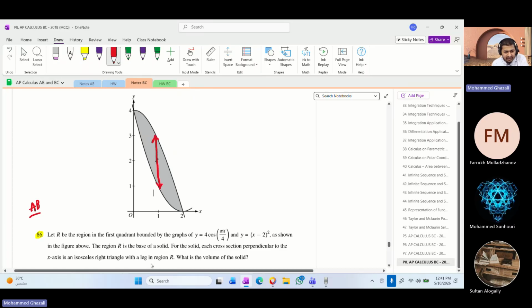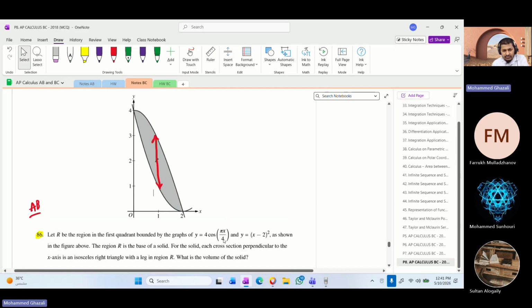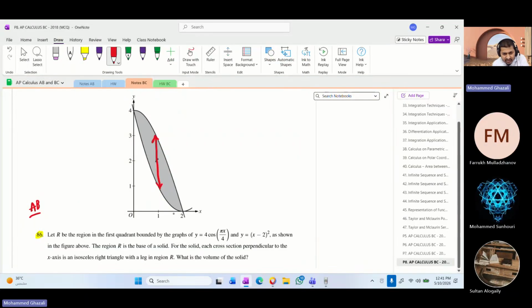Let R be the region in the first quadrant bounded by the graphs of y equals 4 cos(pi x over 4) and y equals (x minus 2) all squared. So (x minus 2) squared is this quadratic function over here. This is the bottom function, right? And this is the top function, 4 cos(pi x over 4).